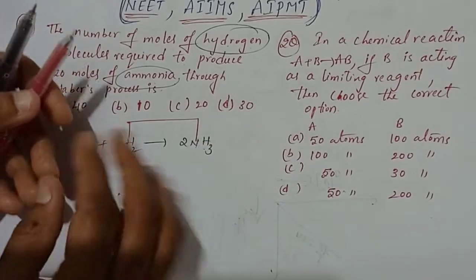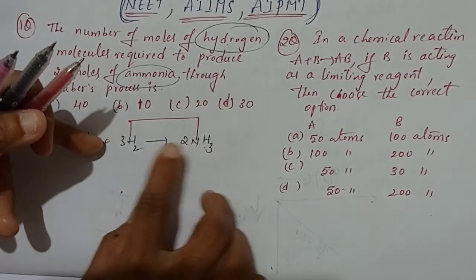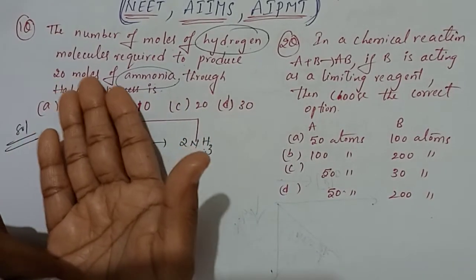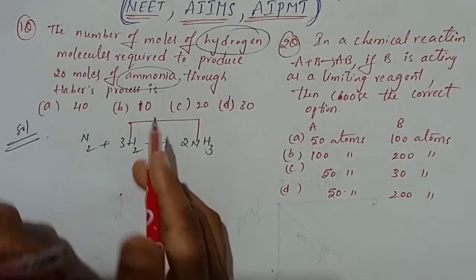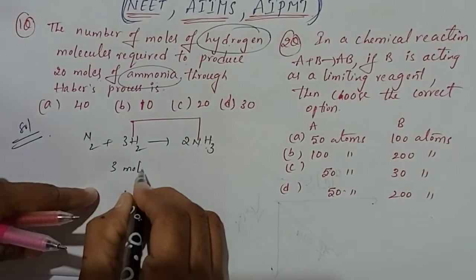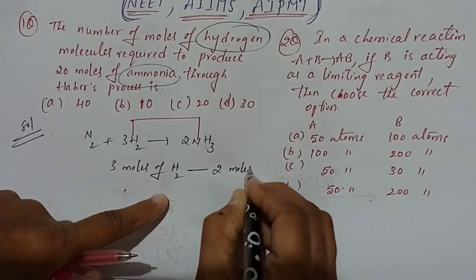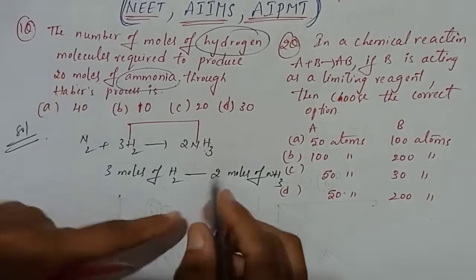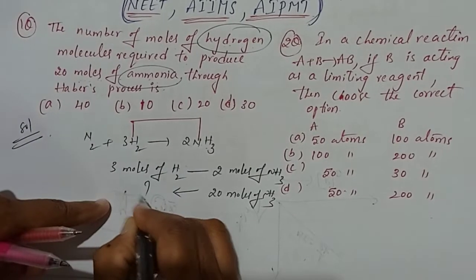Now according to the equation, how many moles of hydrogen are required to produce ammonia? For 2 moles of ammonia, 3 moles of hydrogen are required, correct? But the question is asking: to produce 20 moles of ammonia, how many moles of hydrogen are required? So 3 moles of H2 are required to produce 2 moles of ammonia, but the question is to produce 20 moles of ammonia.